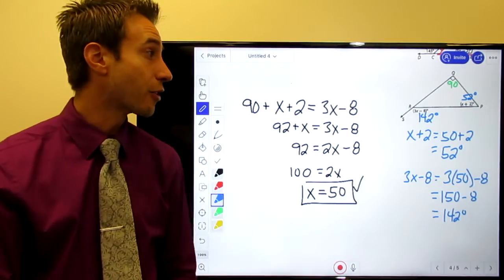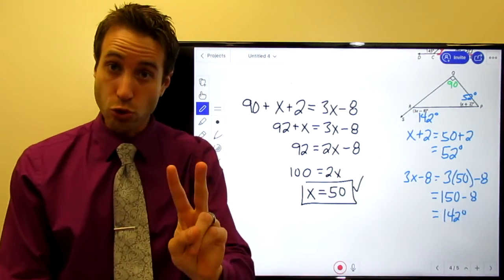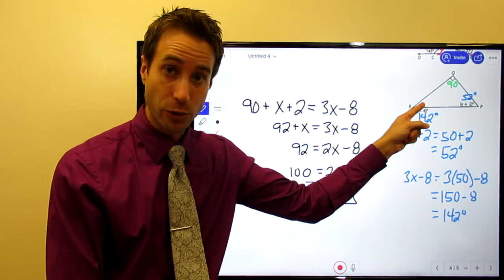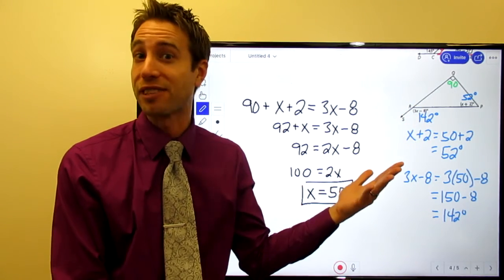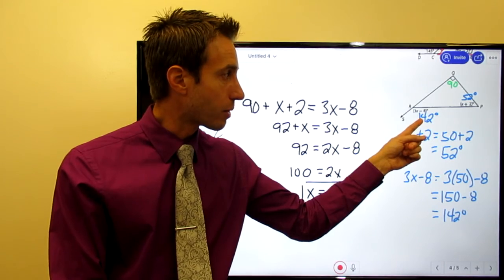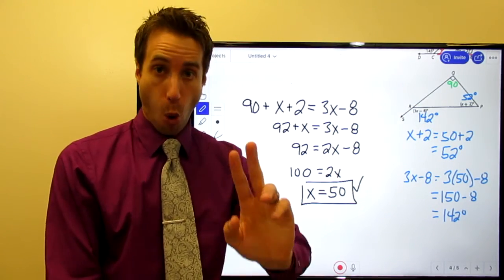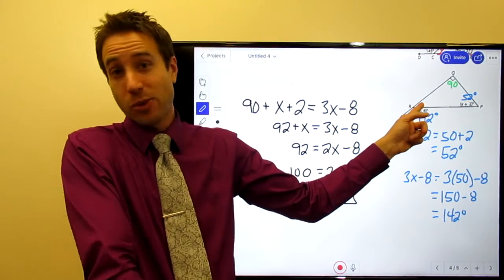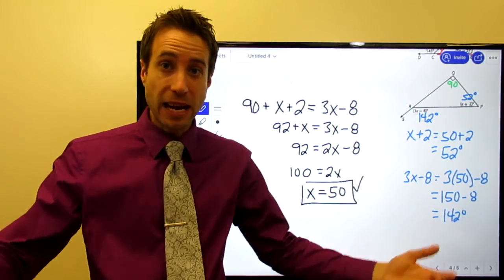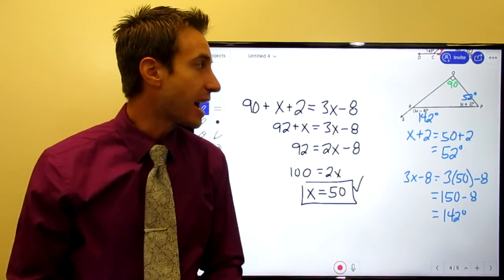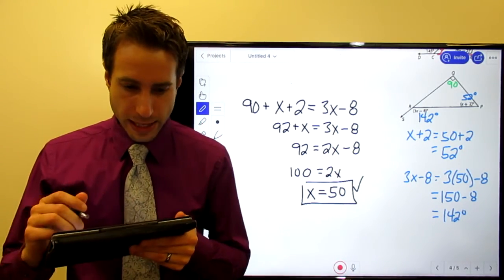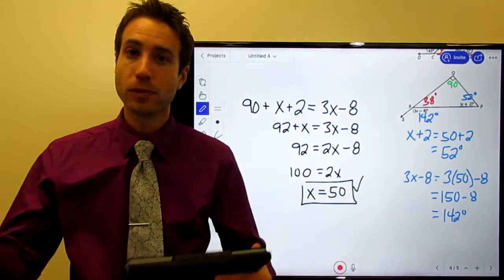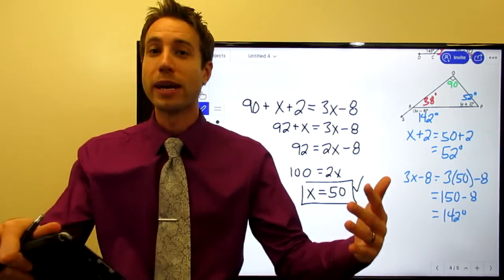And then finally, the only other angle I need to find is this one. Again, there's two ways to do it. You can either recognize these are a linear pair, so the angle you need plus this angle have to sum to 180. So 180 minus 142 would get you that angle. Or 90 plus 52 plus whatever this angle is has to be 180. Whichever way you decide to do it, you should wind up with 38 degrees. More than one way to do the problem.